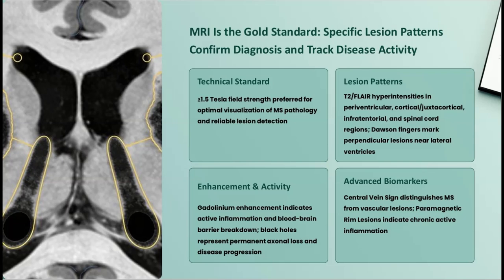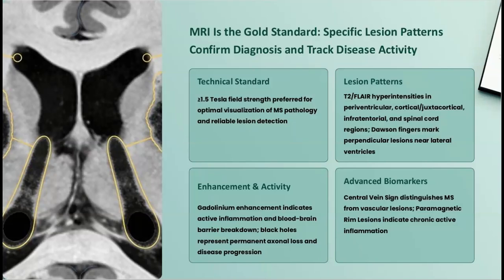One classic exam image is the Dawson finger appearance, ovoid lesions projecting perpendicular to the lateral ventricles, reflecting inflammation around medullary veins. Gadolinium enhancement indicates active inflammation and blood-brain barrier disruption. If both enhancing and non-enhancing lesions are present simultaneously, this can help demonstrate dissemination in time. T1 hypointense lesions, commonly called black holes, represent chronic axonal loss and therefore permanent tissue damage rather than transient inflammation.